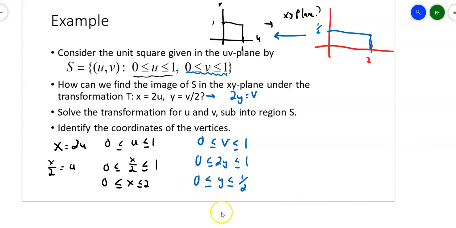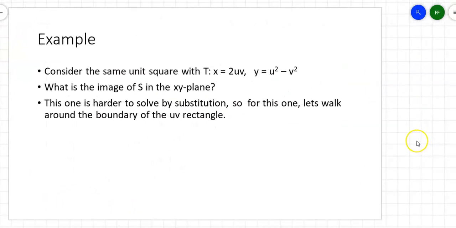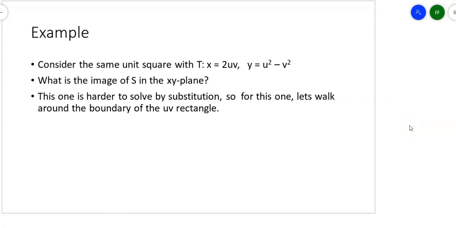Let's take a look at something a little bit more complicated. So consider that same unit square, except now I've got a different set of substitutions. The previous one wasn't so bad because I could get u by itself and I can get v by itself and x and y easily. This one, I've got u's and v's mixed together in both of these transformations. So what is the image of that unit square in the xy plane? In other words, what was it before I turned it into a nice, easy unit square to evaluate?